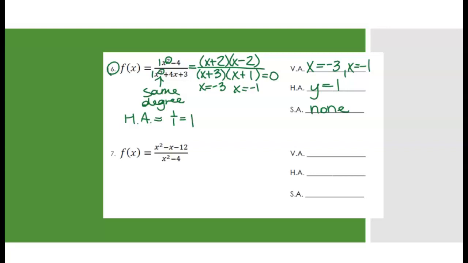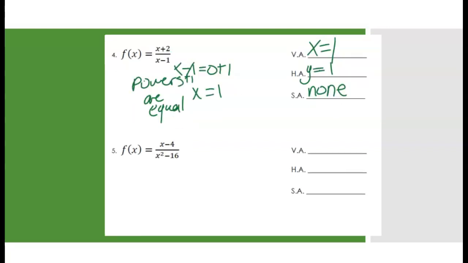Let me go find 5. Okay. So how did you recognize that 5 had a hole? The difference of squares will provide on the denominator x plus 4 and x minus 4. So you can cancel out those x minus 4s. So go ahead and factor.